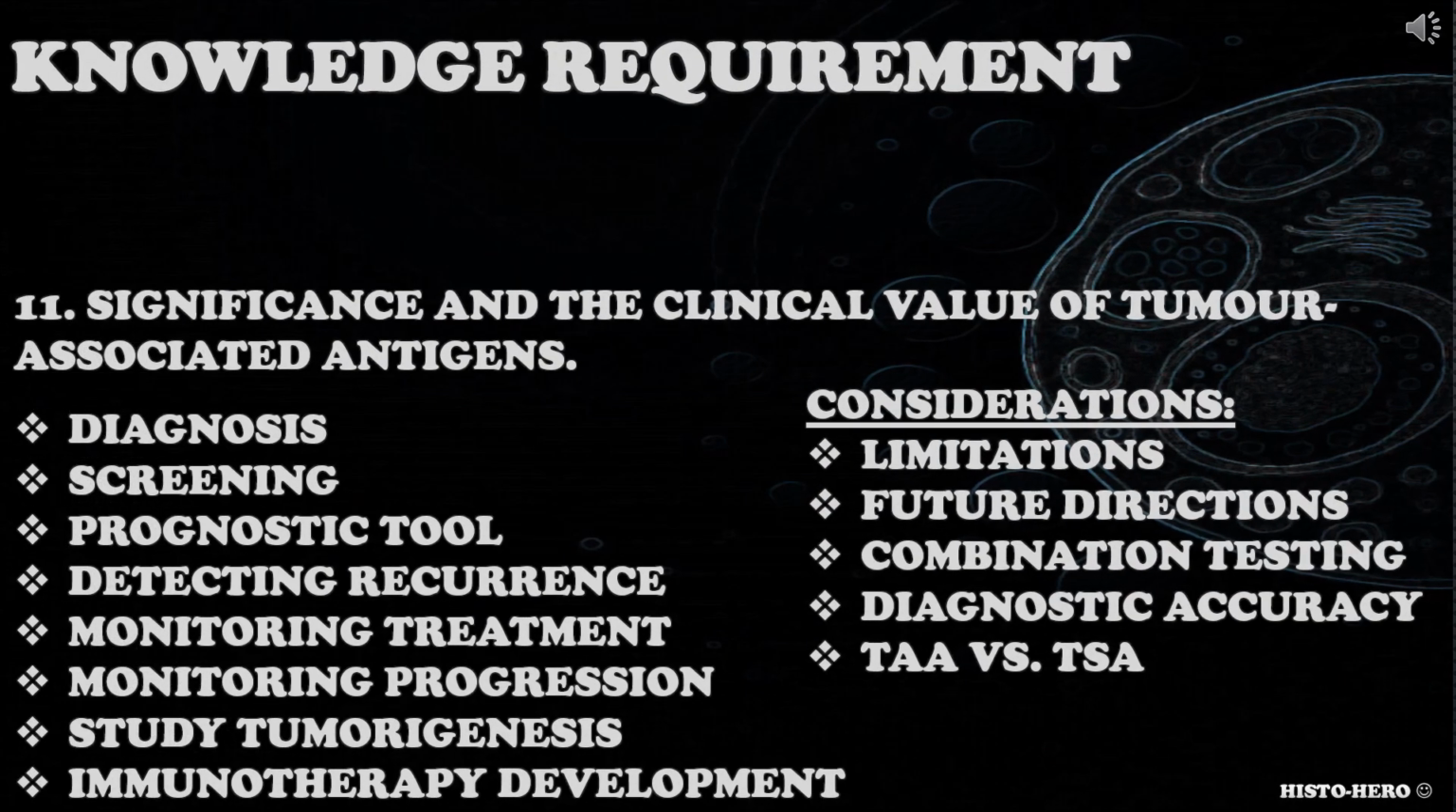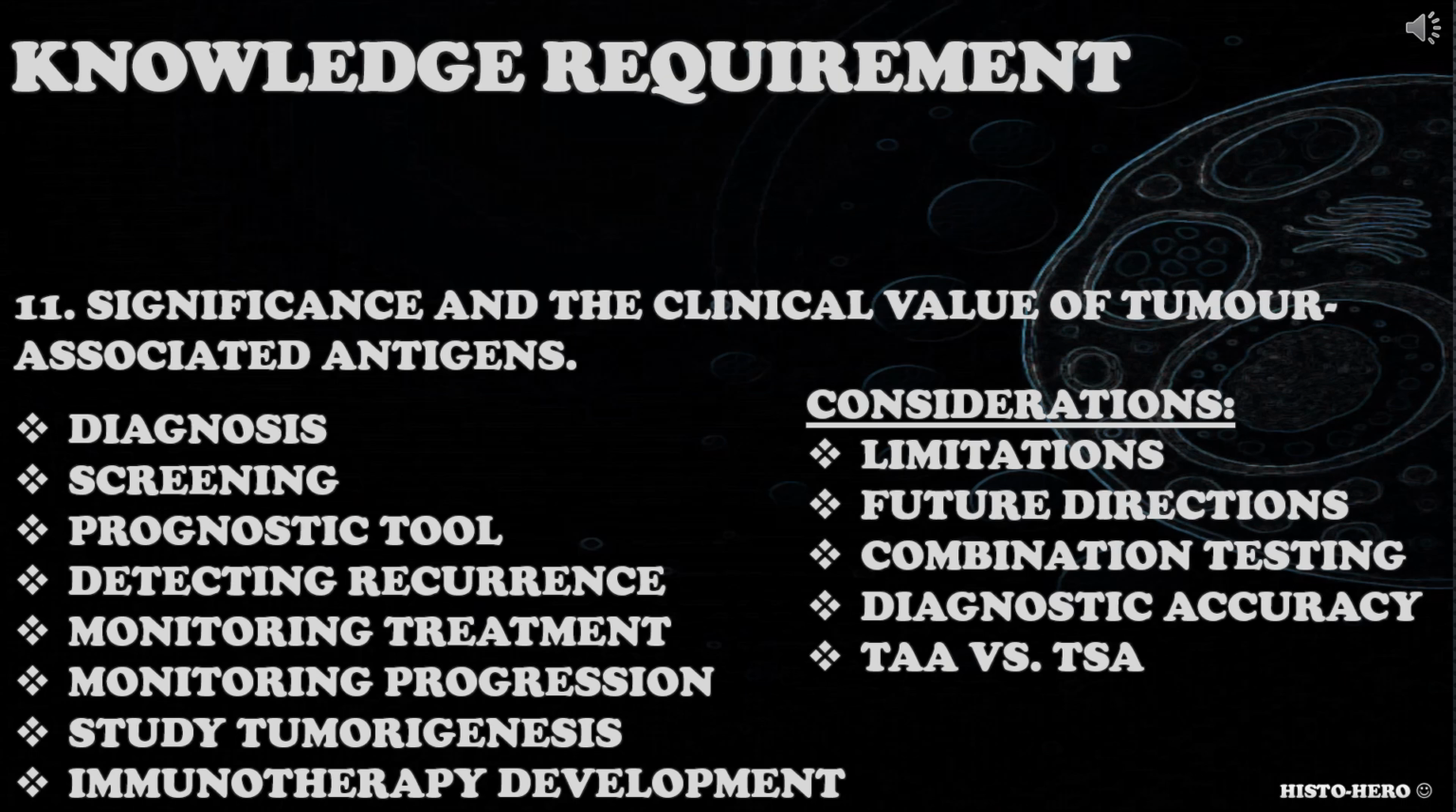The 11th knowledge requirement is significance and the clinical value of tumor-associated antigens. Candidate needs to have the knowledge and understanding about tumor-associated antigens. You could ask the candidate to explain what are tumor-associated antigens, to list their clinical values, to name their role in diagnosis, monitoring, and prognosis, to explain their limitations, to compare them with tumor-specific antigens.